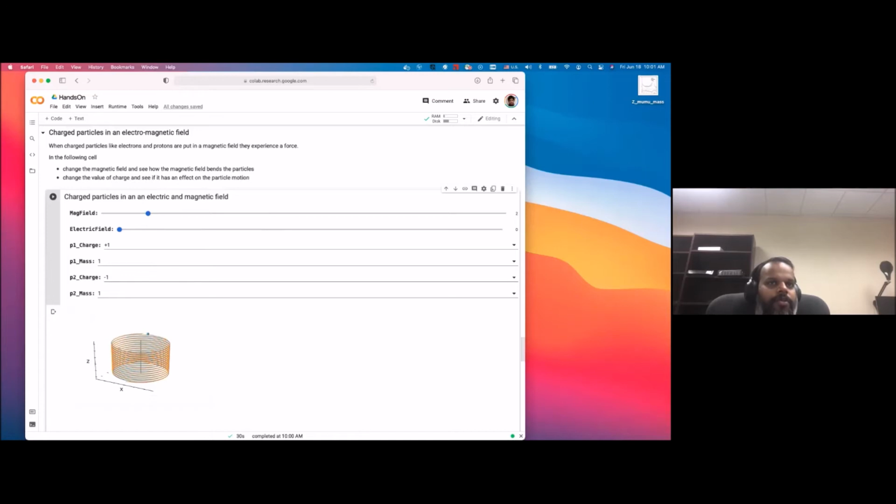Now, if I put both particles, let's say I put 2 electrons. In that case, both particles have a mass of 1 unit and the charge is -1 in the first case and the same in the second case. Now, let me see what comes out.